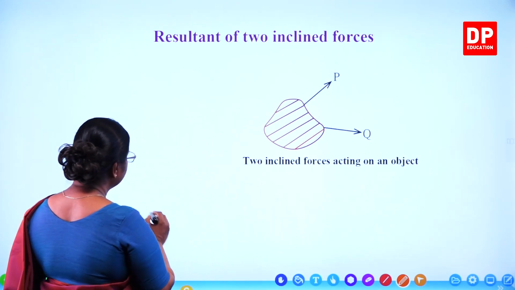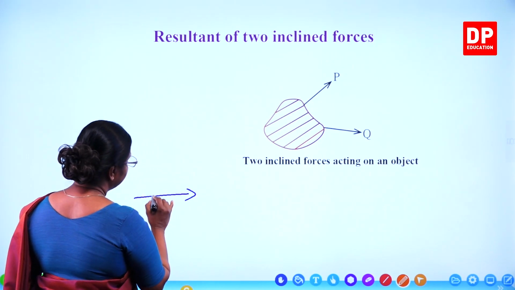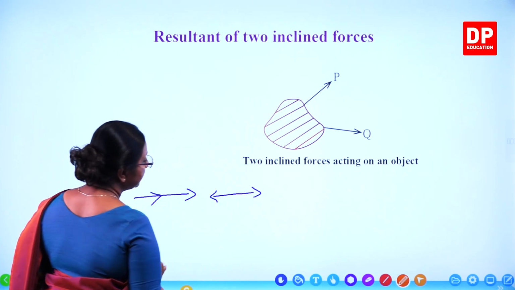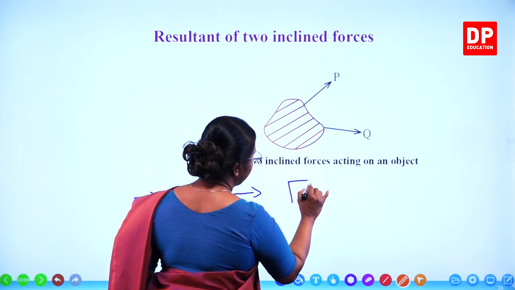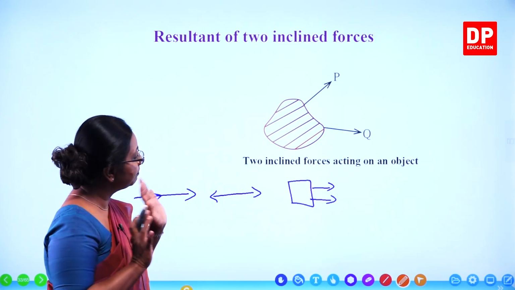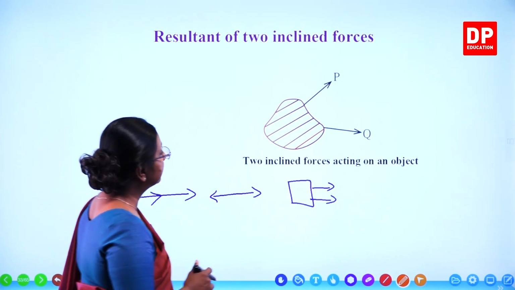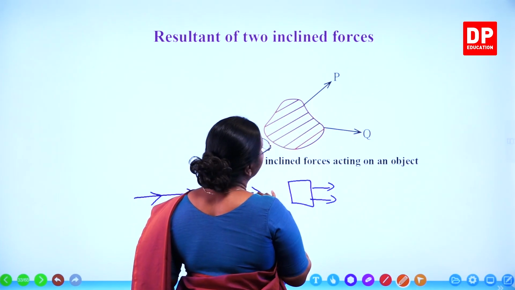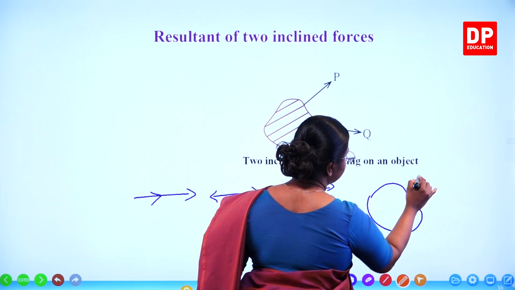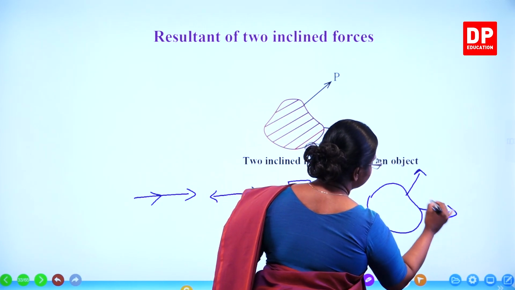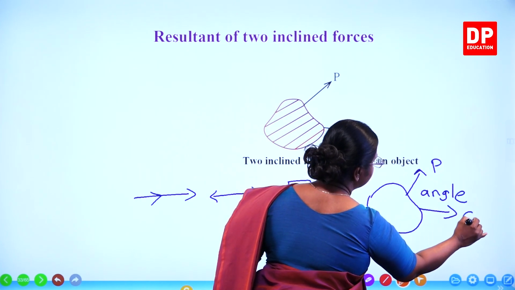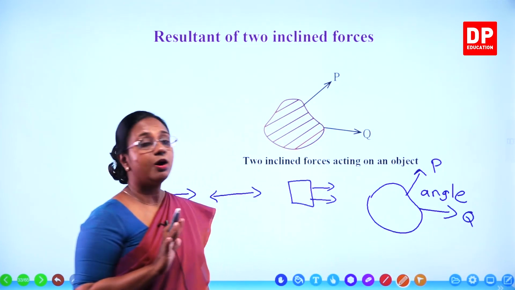When we said collinear forces, it was either in the same direction or in the opposite direction, or when it was parallel forces, it was like this. So there was a certain pattern there. But here there is a certain angle between the two forces. So we have this particular object, there is this force and this force. The two forces are at an angle, P and Q. So how will the object move?